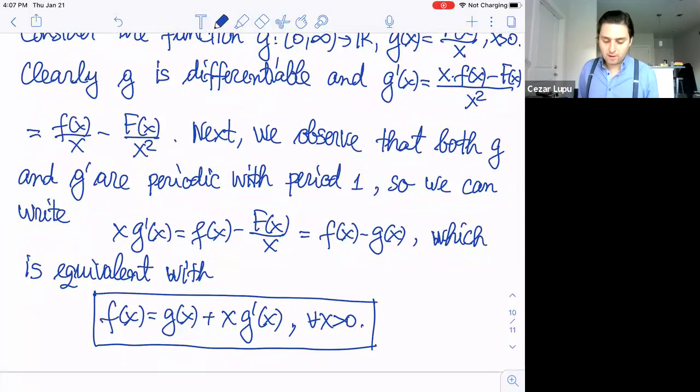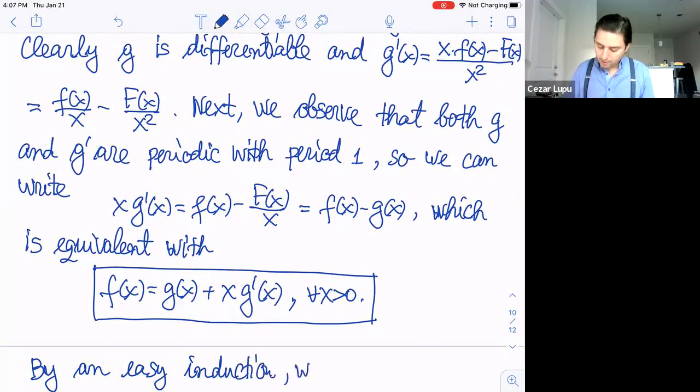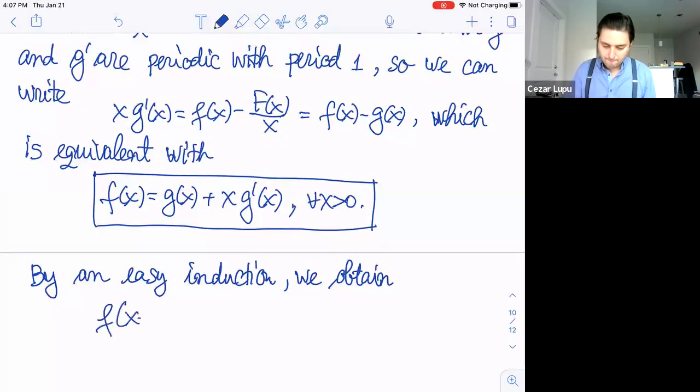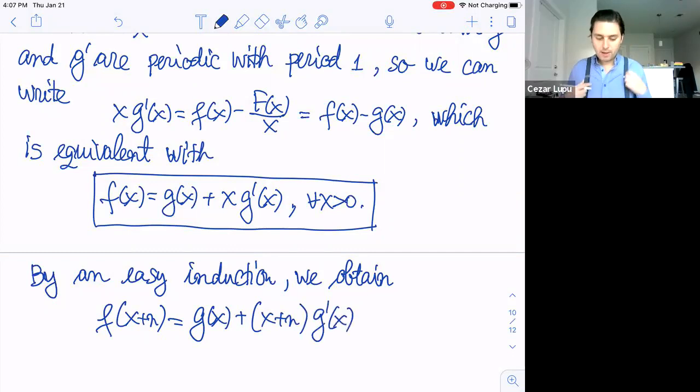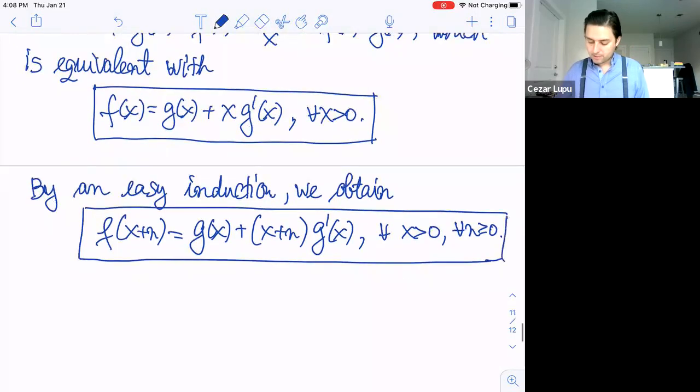All right, great. This is another relation that we will want to take into account. Because from here, by an easy induction, we obtain that f of x plus n is nothing else than just g of x plus x plus n times g prime of x. And this will happen for all x positive and for all n greater or equal than 0, right? Again, let's keep this in mind. Let me denote this by star.